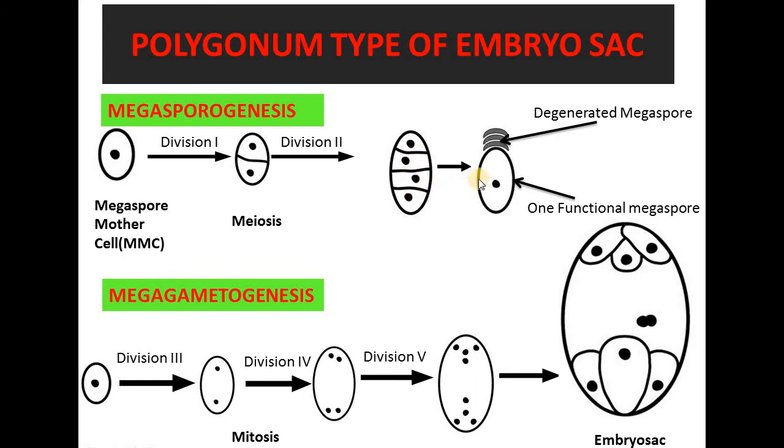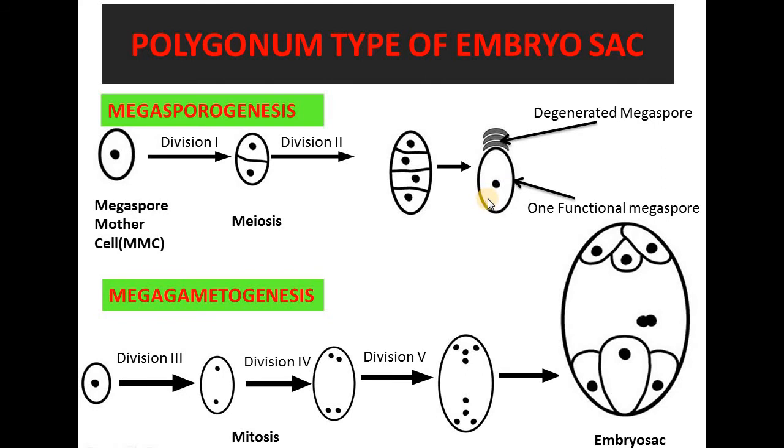But now the 3 megaspores which were present at the micropylar end are degenerated, and only one megaspore which is towards the chalaza is functional now, which has a single haploid nucleus. So now this single haploid nucleus which is present in the megaspore, this is the functional megaspore.